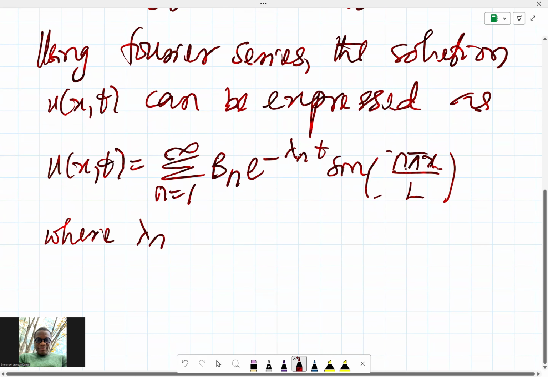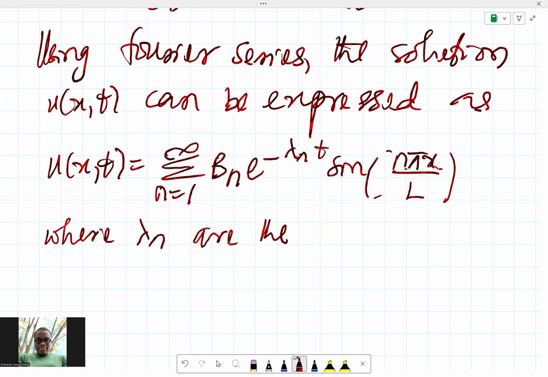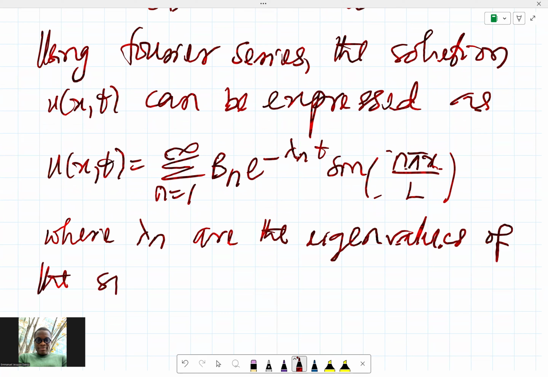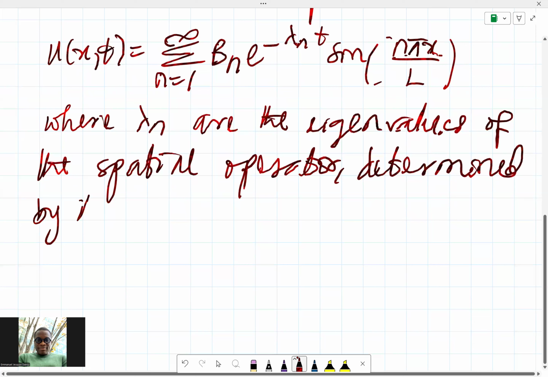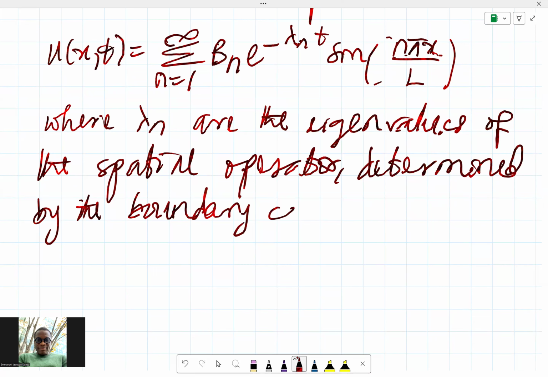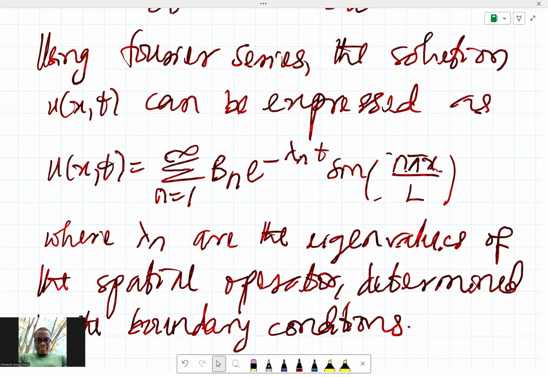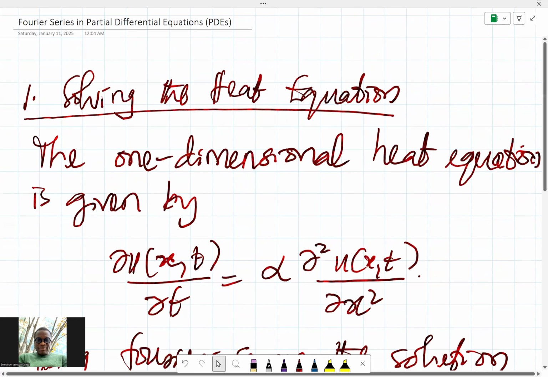Here lambda n are the eigenvalues of the spatial operator, determined by the boundary conditions. When we get to that point, I will explain all of these things one after the other, but here I'm just trying to give an overview. So that's one application in partial differential equations of Fourier series.